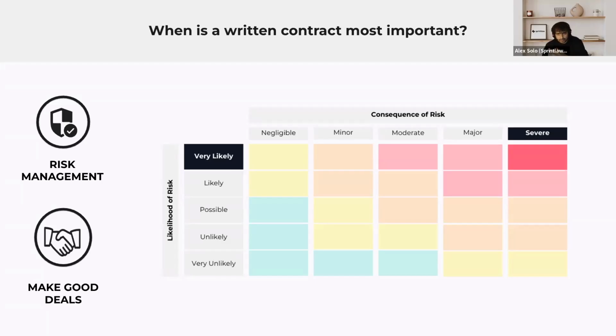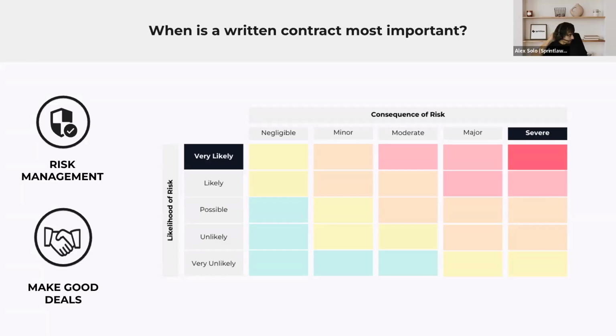And I think using a simple 2x2 risk matrix is a good way of thinking about it. If it's a very important deal, and if it's very possible something could go wrong, you really want to make sure that you've got a written contract for it. If it's a one-off thing with very low risk attached, you may not necessarily need a contract.